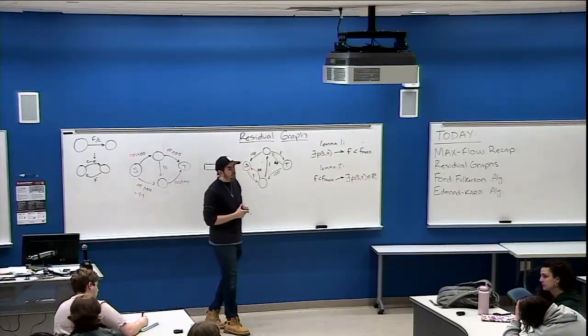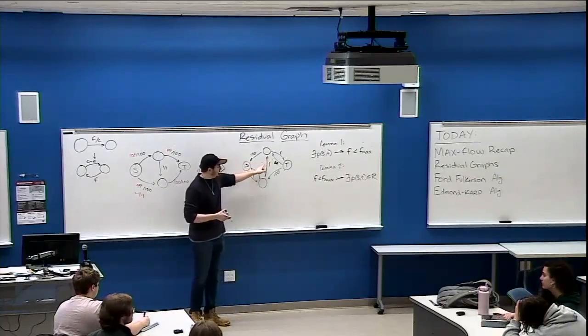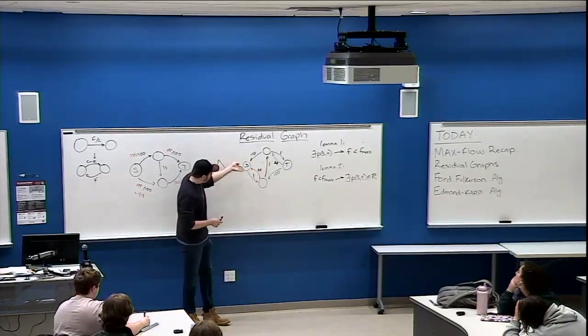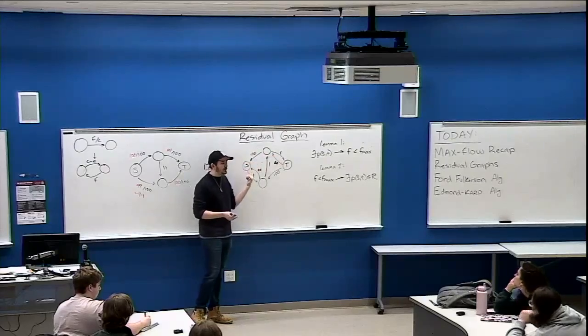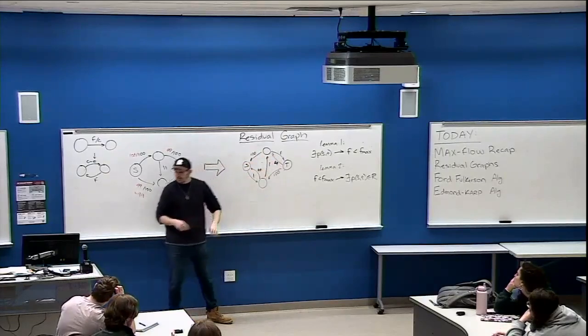Yeah. Can you explain the very last step again? Like, how do we know to take away the one? Yeah. So what we do is we find a path in our residual. The only path from S to T in this residual is this path right here. That gives us our augmenting path.